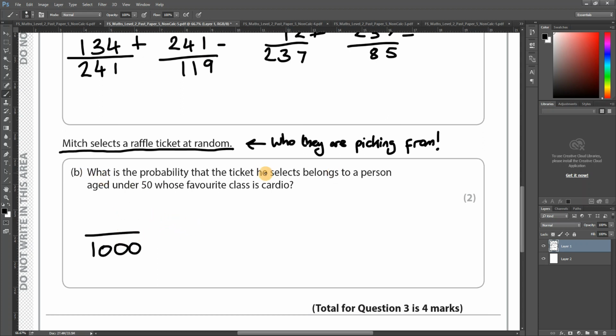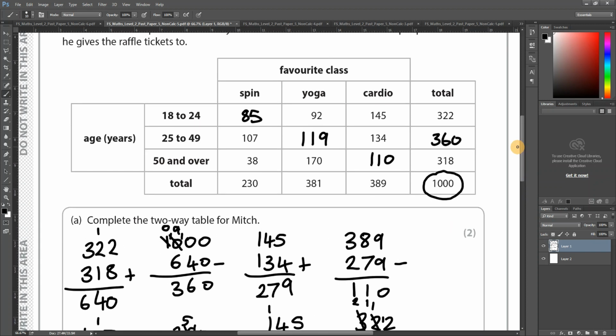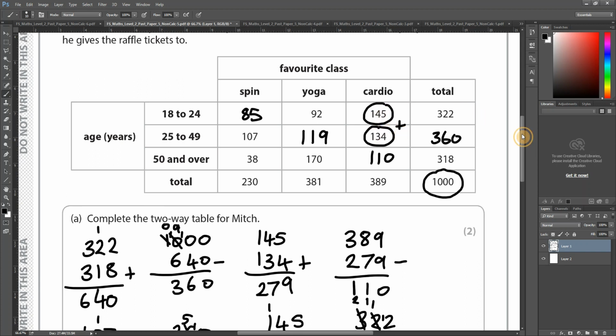The numerator is now this bit here. So this whole sentence: what is the probability that the ticket he selects belongs to a person aged under 50 whose favourite class is cardio? This whole sentence is going to be for the numerator. So we need a person under 50 and at the same time their favourite class is cardio. So let's go back to the table. Cardio is this column here. And the ones that are under 50 are these guys and these guys as well. So we're going to have to add these 2 groups of people together. So 145 plus 134.